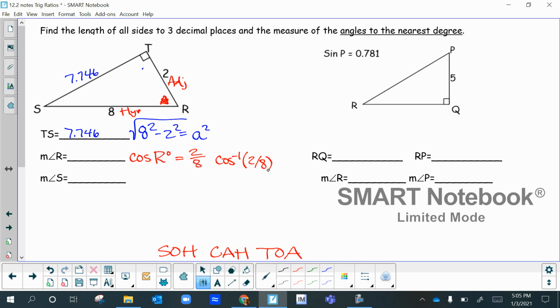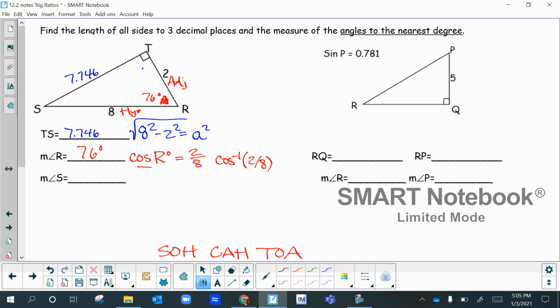Okay, so let's press that in our calculator. So I'm going to do 2 divided by 8 equals, which is 0.25, and now hit the inverse cosine. And so what are we rounding? Round to the nearest degree. So I get to round to the whole number. This is 75.5, so we're going to go ahead and round to 76. So angle R is 76 degrees.